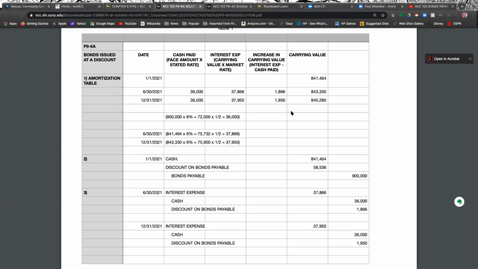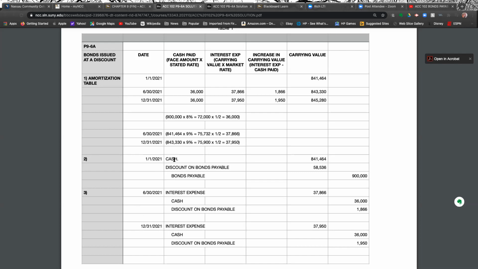And what happens with discount? Over time, the carrying value increases. Since the carrying value increases over time, what happens to interest expense? That also increases a little bit. See how here the difference between these two is just under $100? So over time, interest expense increases because the carrying value increases. Now, they want us to make entries on January 1st, June 30th, and December 31st, that first year the bonds were sold.